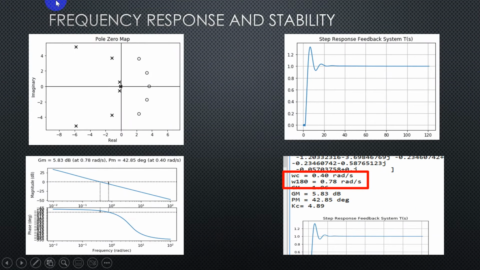So this is the frequency response and stability analysis. Here the poles are on the left, and here it can be seen that the graph stabilizes, and here VC is less than V180. These plots are taken from Spyder IDE, so it signifies that the system is stabilizing.